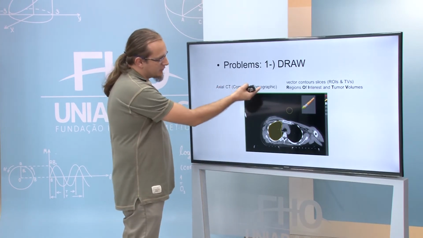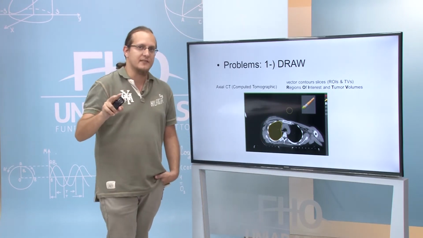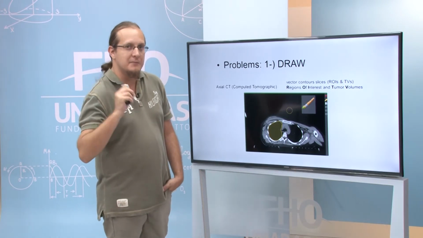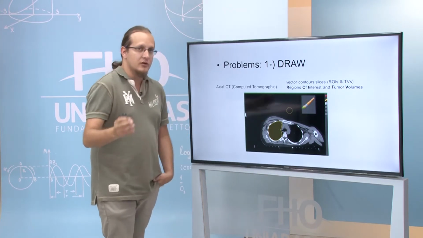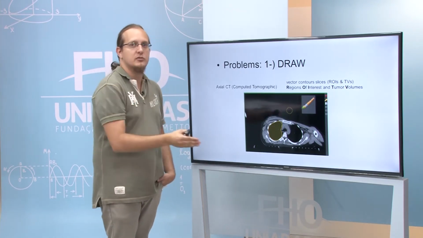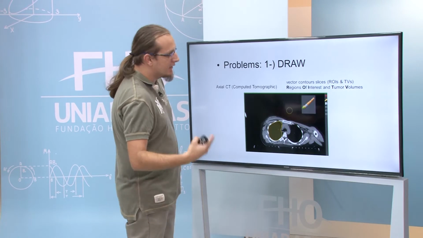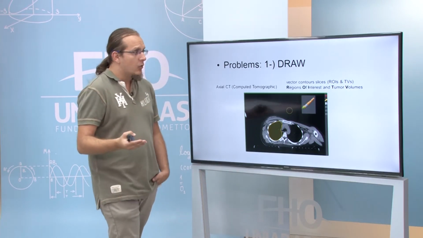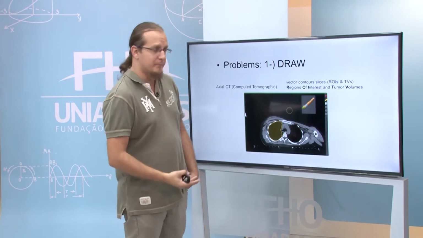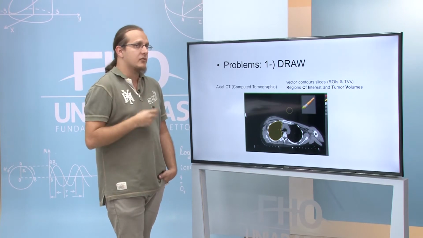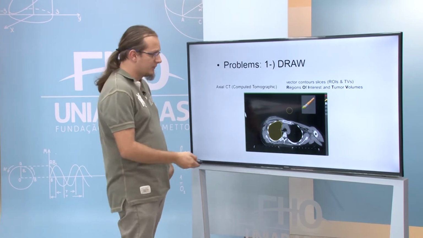Well, the axial CT, computed tomography, has two types of vector contour slices. The first type is the TV, or tumor volume, which is a region to kill. I need to kill this region with radiotherapy radiation. The other region is the OR, organ at risk. Organ at risk I need to preserve in the patient. These are the two types of regions of interest, or ROI, in several papers around the world.